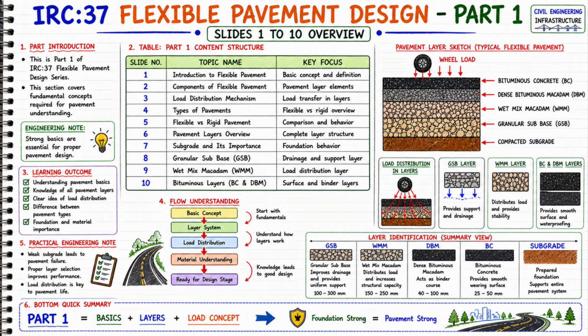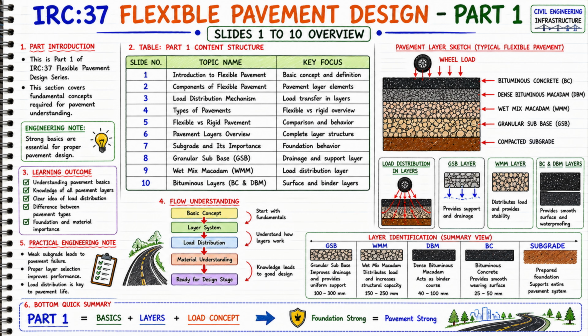Flexible versus rigid pavement comparison in slide 5. Pavement layers overview in slide 6. That means complete layer structure. Subgrade and its importance in slide 7. That is, foundation behavior. Granular sub-base, the GSB layer, in slide 8. Wet mix macadam, the WMM layer, in slide 9. Bituminous layers, BC and DBM, in slide 10. That means in this part 1 we will understand the complete pavement structure step by step.